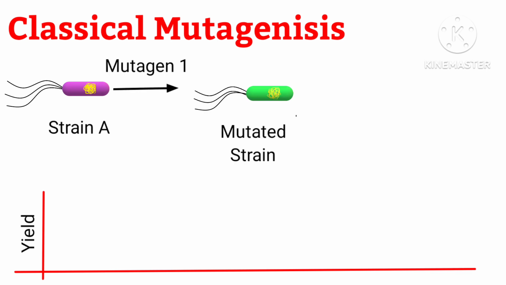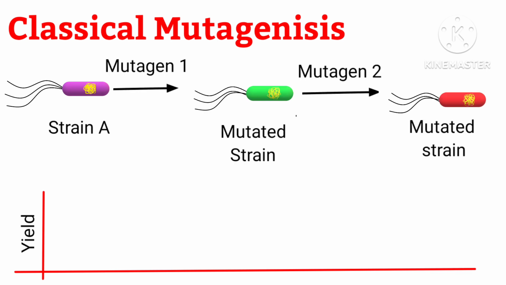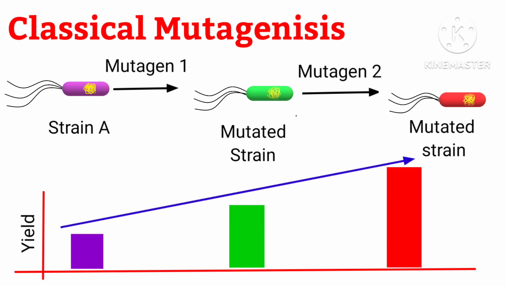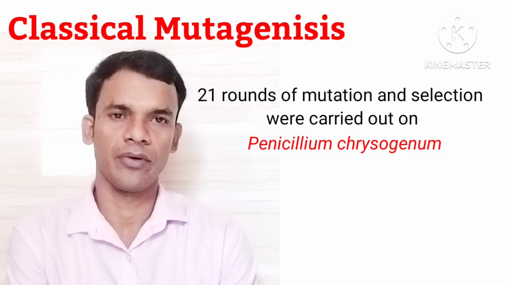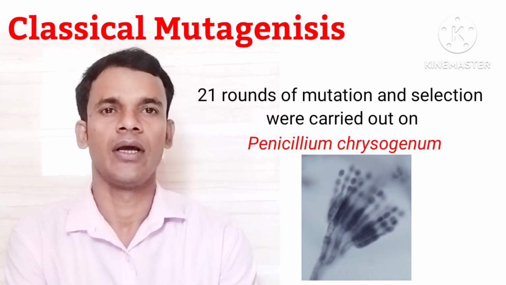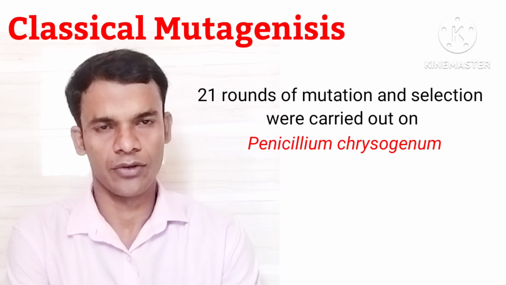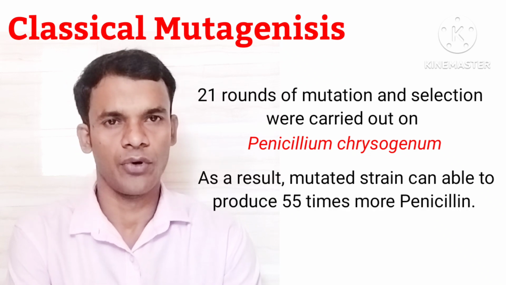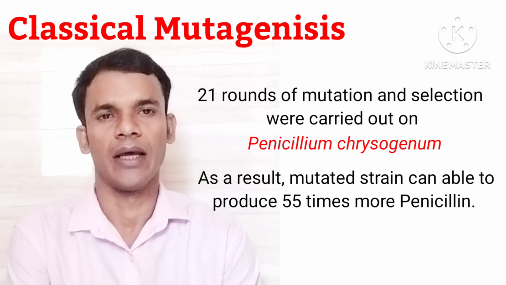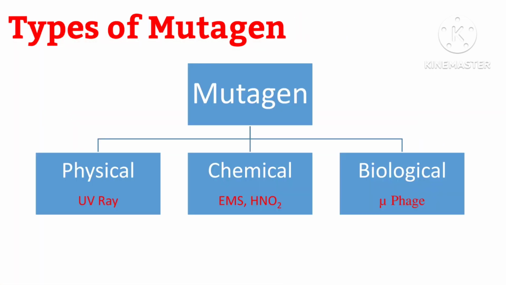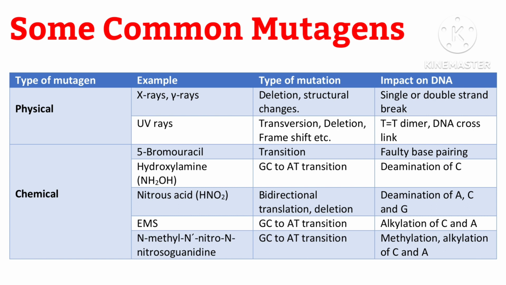Sometimes the mutated strain is again exposed to the mutagenic agent until it gives a better result than the wild-type phenotype. For example, 21 rounds of mutation and selection were carried out at different laboratories on Penicillium chrysogenum, and at the end, it could produce 55 times more penicillin than its parental strain. Some commonly used mutagens are mentioned in this table. Among them, UV radiation and alkylating agents are the more commonly used mutagens. Scientists have used both radiation and chemical mutagens on Penicillium chrysogenum. As a result, penicillin became the very first commercial antibiotic.